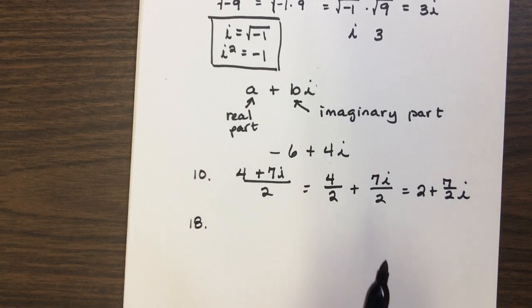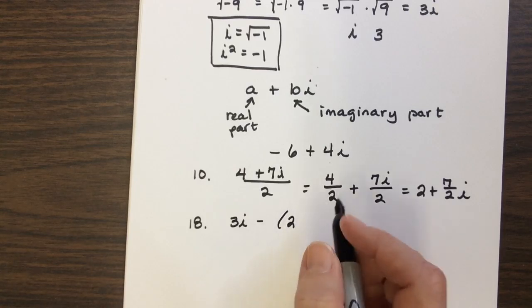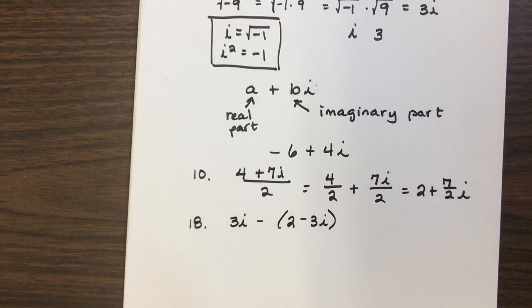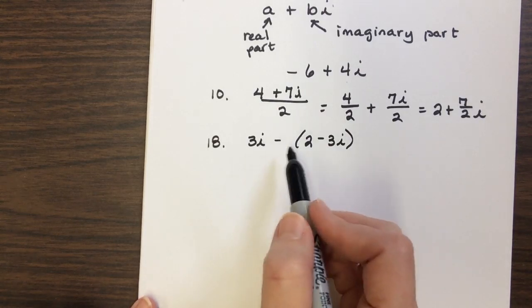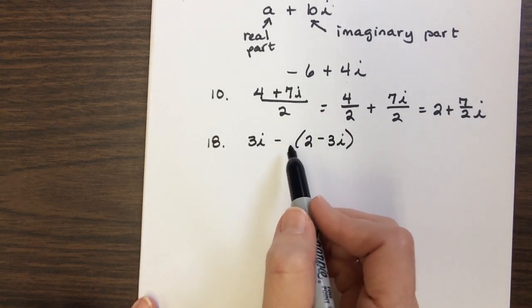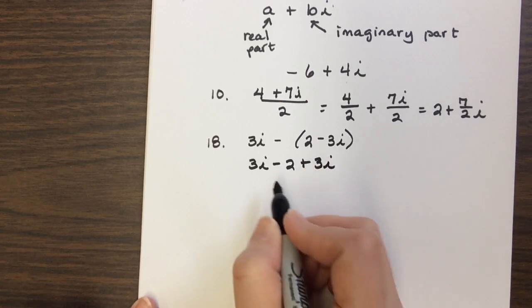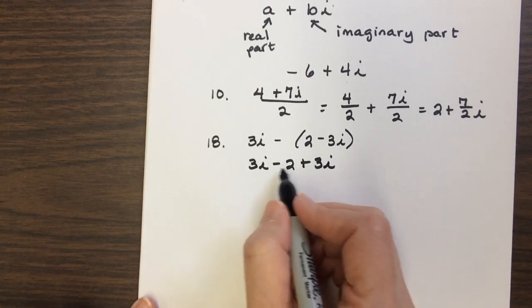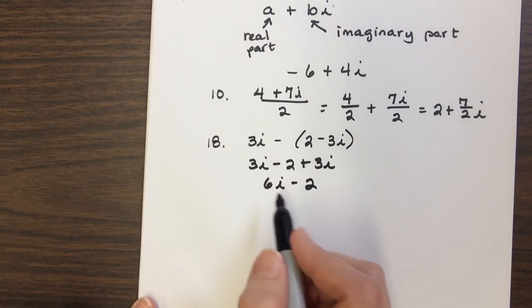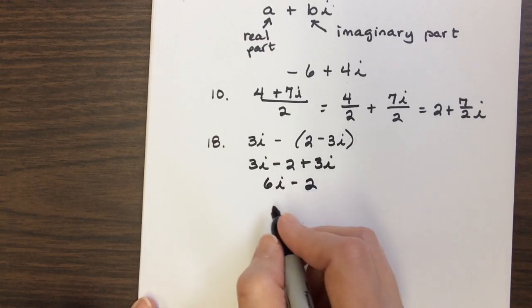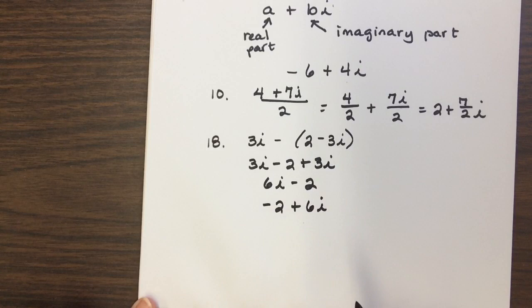And then the good thing after that is you pretty much treat i just like you would any variable, unless you come across i squared or something that you can simplify. So if I'm looking at number 18 from 1.6, I'm going to treat i just like I would if it were an x, which means I'm going to get rid of the parentheses by distributing that negative, and then combine my like terms. In this case, I've got 3i plus 3i, which is 6i, and then I've got that negative 2. I'm going to write it out like that, and if it asks for a plus bi form, you want to write it like this. Then the real part is negative 2, and the imaginary part is 6.